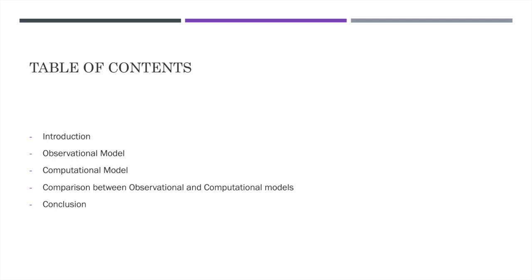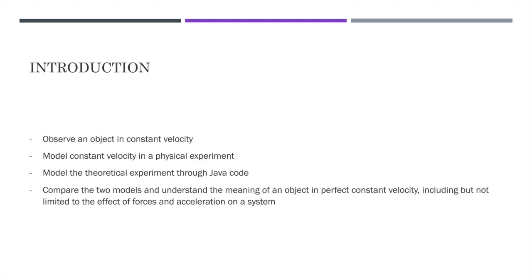So just a little overview of what I'm going to talk about. I'm going to first give an introduction to the experiment, and then an overview of the observational model, and then an overview of the computational model. Then I'm going to compare these two models, how they're similar and how they're different. And then I'm going to conclude using some physics principles and answer a couple of questions.